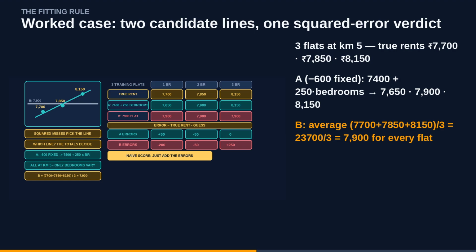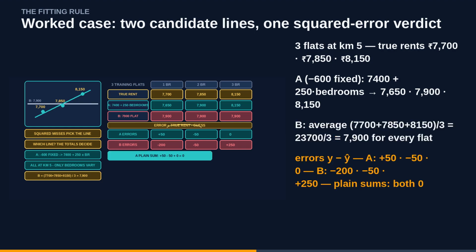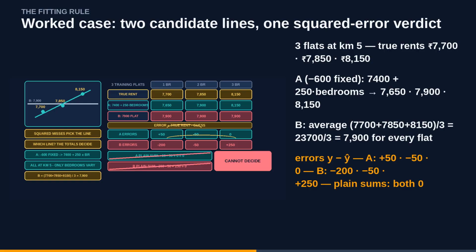A: 50 minus 50 plus 0, total 0. B: minus 200 minus 50 plus 250, also 0. A guess that is too high cancels a guess that is too low, so B's big misses vanish from its total, and plain sums cannot choose between these lines.